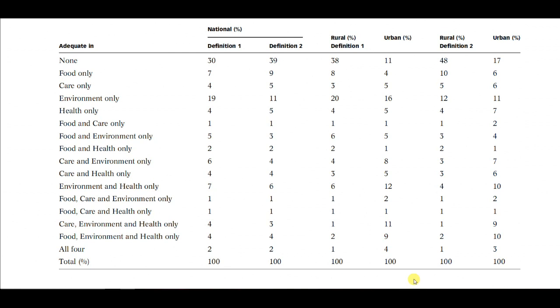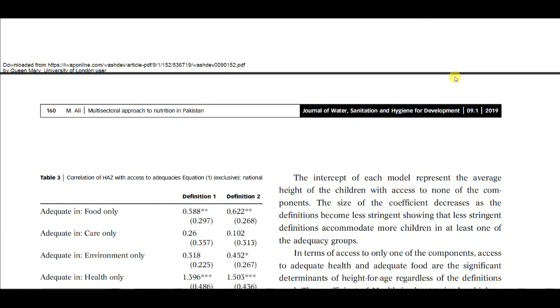In rural areas, this is 1% for all four categories in both definitions. In urban areas, this is 3% and 4%. So these are very small numbers, and it's alarming because these definitions are not really strict. We are still seeing that 49%, 48% of the rural children are not adequate in anything. So that's something very alarming.